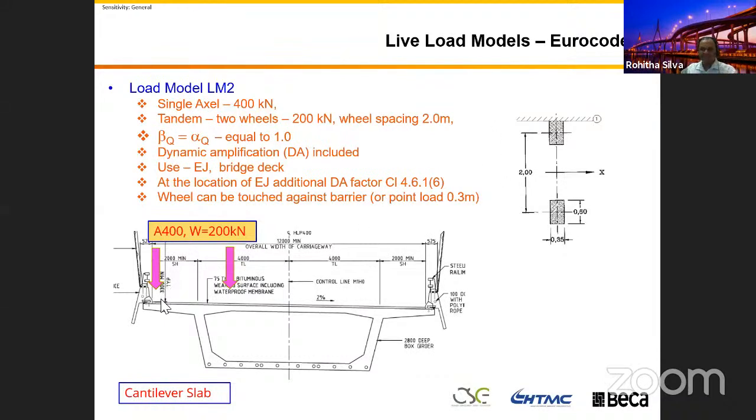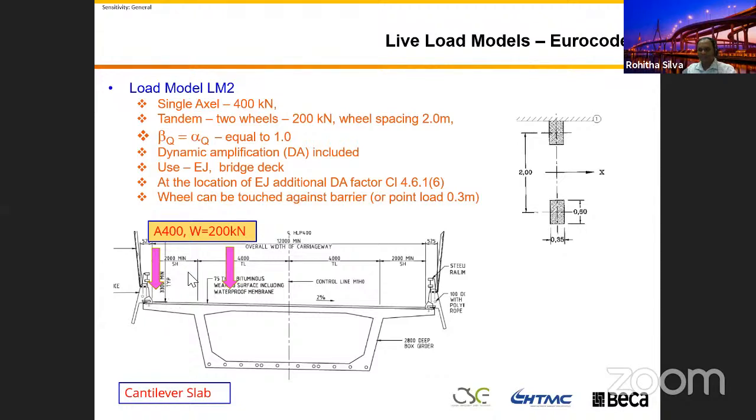You can see this, the box girder cantilever section. You place your axle against the barrier, and your tire can contact the barrier face. So that means the width of the tire area is 0.6, which means 0.3 from the face of the barrier if you use the point load. You can see this one will produce significantly large cantilever bending in your slab.